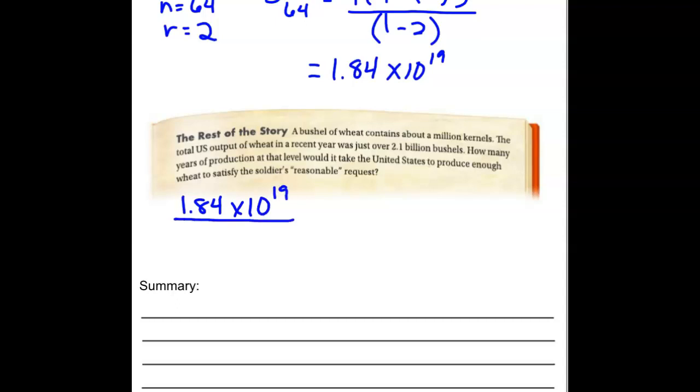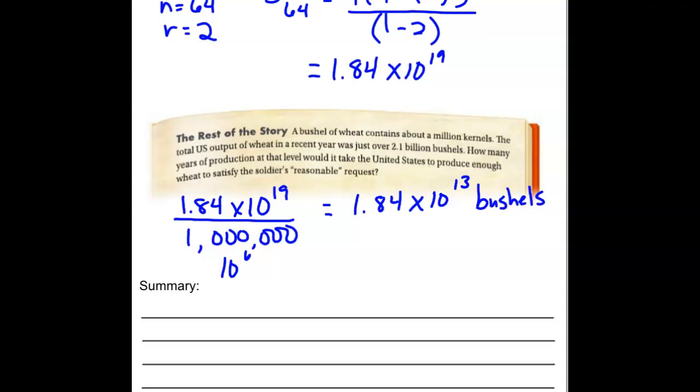Let's figure out how many millions that is. All right, dividing that, this is really just 10 to the 6th power. So we end up with 1.84 times 10 to the 13th. Since there's a million kernels in a bushel, this is how many bushels we have. Okay? And then it says that in a year they can make 2.1 billion bushels.